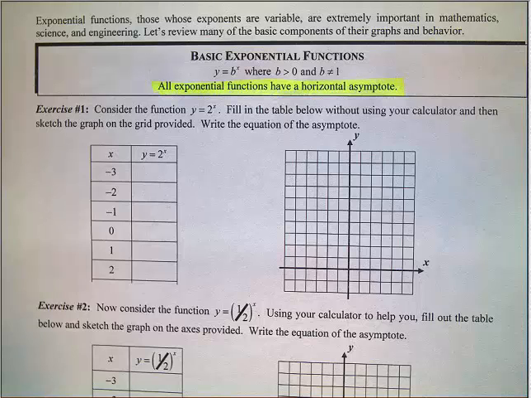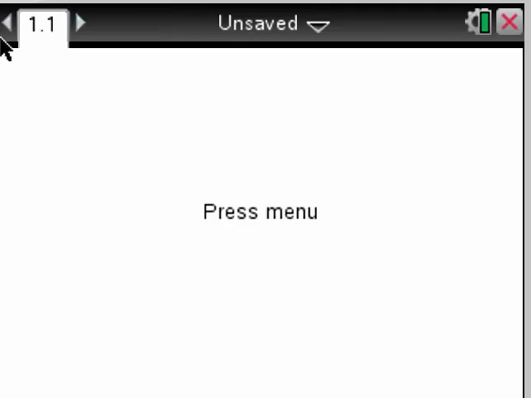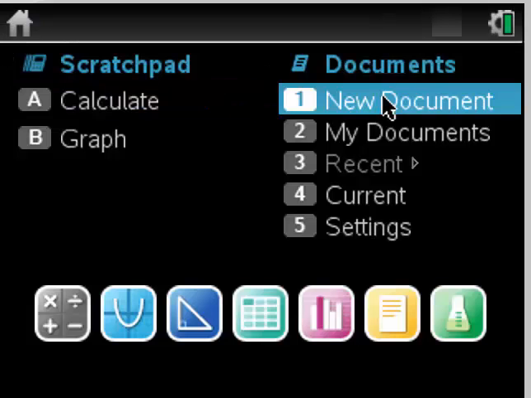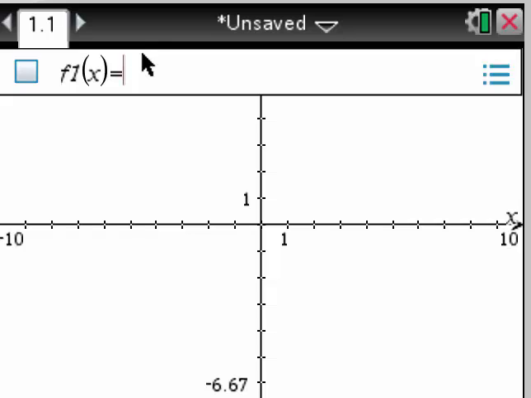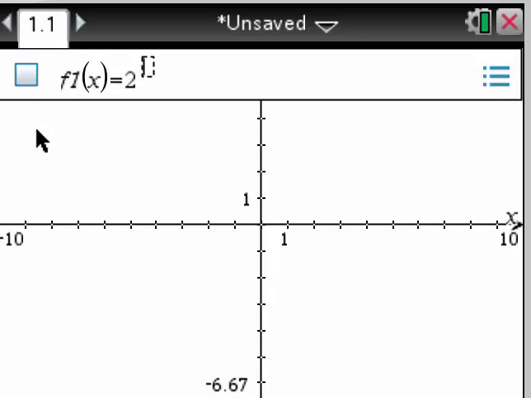So let's consider the function y equals 2 to the x. We need to fill in the table and then graph it, and then write the equation of the asymptote. So grab your calculator and go ahead and get a graph. Type in 2 raised to the x power, using your caret button.